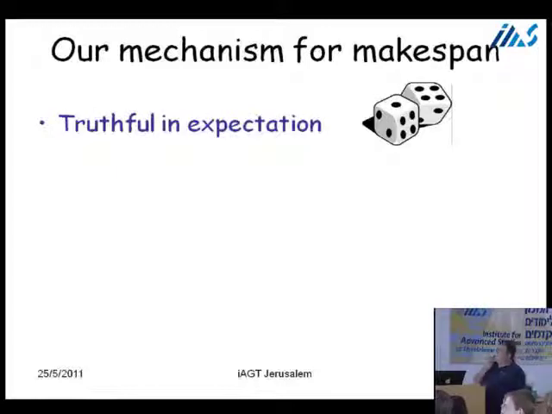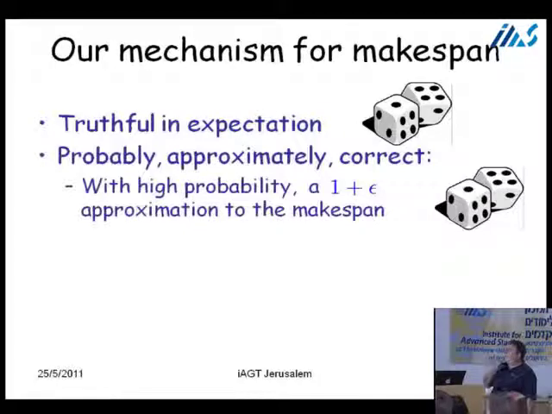So this is the bragging slide. And I'll explain it, it's really bragging. So the mechanism for makespan that we're presenting is truthful in expectation. It's probably approximately correct. So this notion of probably approximately correct comes, of course, from learning, but it sort of appears in mechanisms too. They have these virtual mechanisms which are approximate. So these ideas have been around in the context of mechanisms, but this mechanism is going to be probably approximately correct. So with high probability, a 1 plus epsilon approximation in the makespan, which is fairly good.